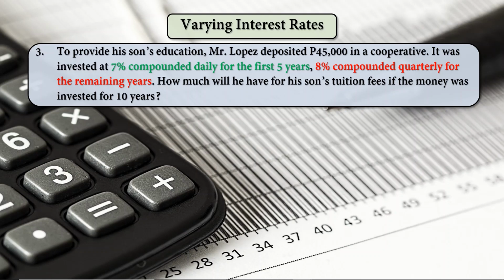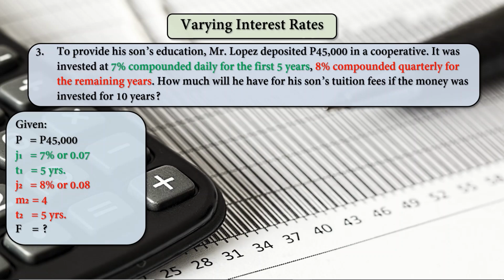Okay, so ang hinahanap natin again dito is yung F, kasi yung tinatanong, how much will he have if the money was invested for 10 years. So, yung dineposit niya is 45,000 pesos which is our P. And in our first interest rate, 7% compounded daily, take note, we are going to use the continuous compounding formula, kasi compounded daily yung sinabi sa first interest rate. Then next is 8% compounded quarterly. We can use the compound amount formula here.